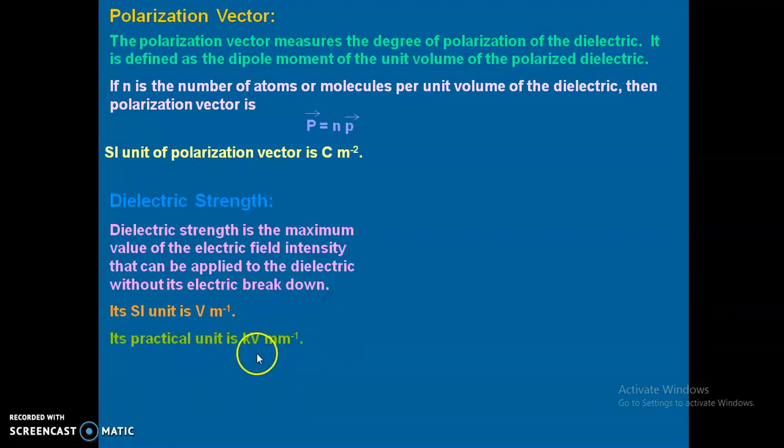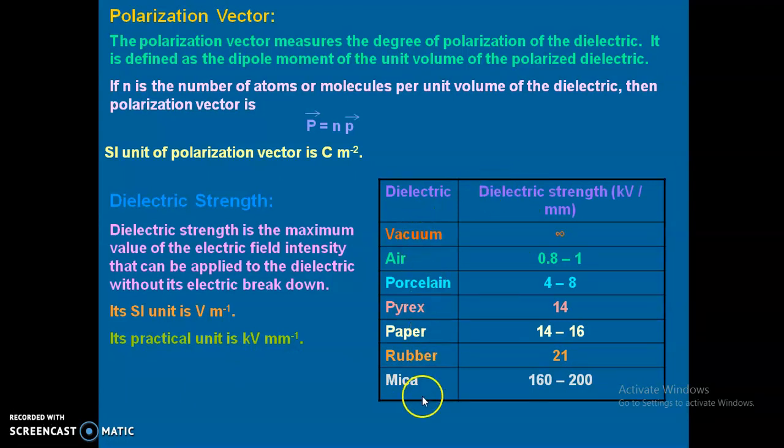Its practical unit is kilovolt per millimeter. Practically a large unit is used, so that's why kilovolt per meter. Some dielectrics are here and their dielectric strength, like for vacuum the dielectric strength is infinity, air 0.821, and every numerical value is measured in kilovolt per meter. You can see over here, porcelain 428, Pyrex 14, paper 14 to 16, rubber 21, and mica 160 to 200. These are the dielectric strengths. So you can see mica has a large value of dielectric strength, right?